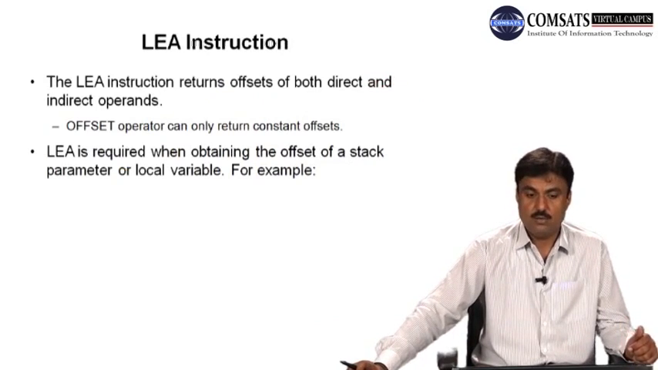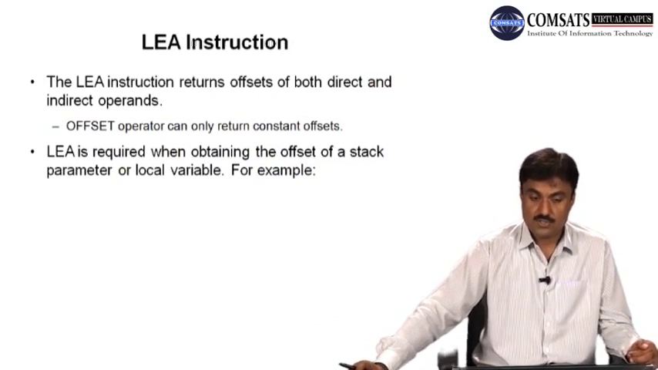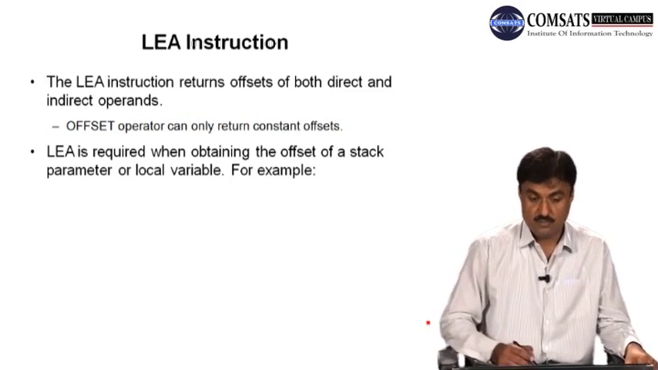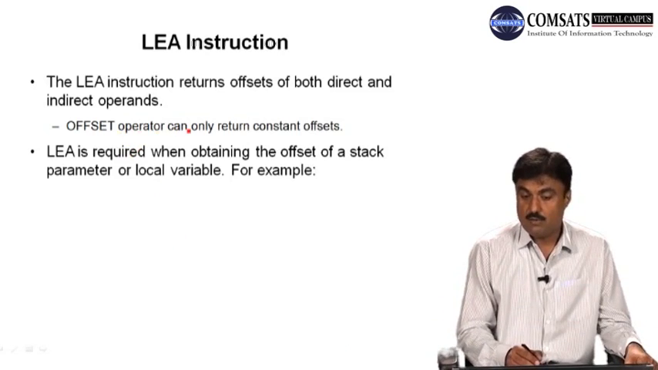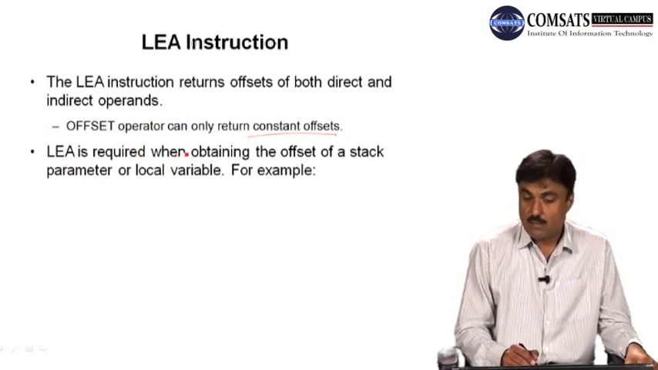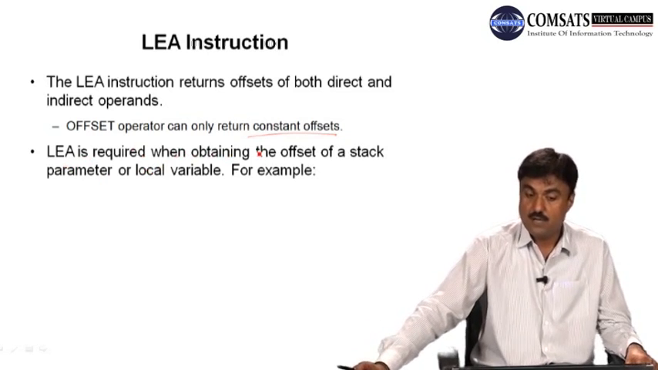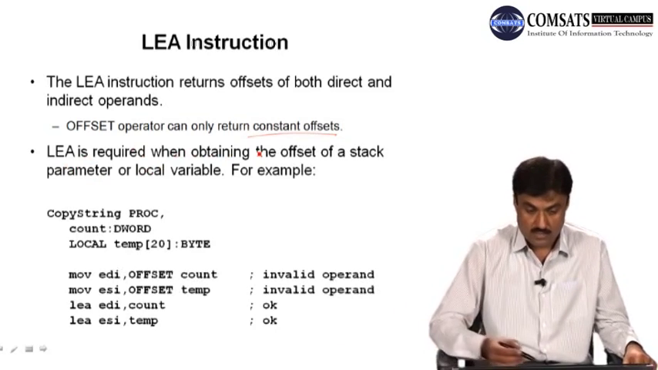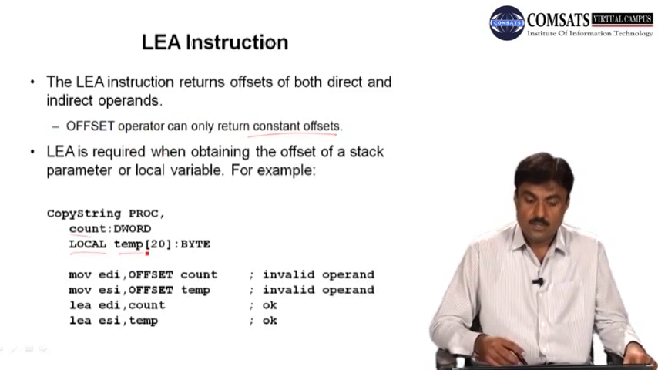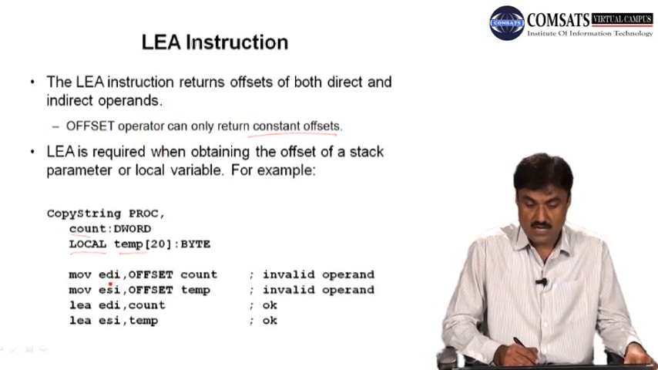There's one instruction, load effective address, the LEA instruction. This instruction returns the offset of both direct and indirect operands. For example, offset operands can only return the constant offsets. However, LEA is required when obtaining the offset of a stack parameter or a local variable. For example, here you can see inside the procedure we are using count and the local temp. So if you want to use EDI is equal to offset of count, you will get the invalid operand.